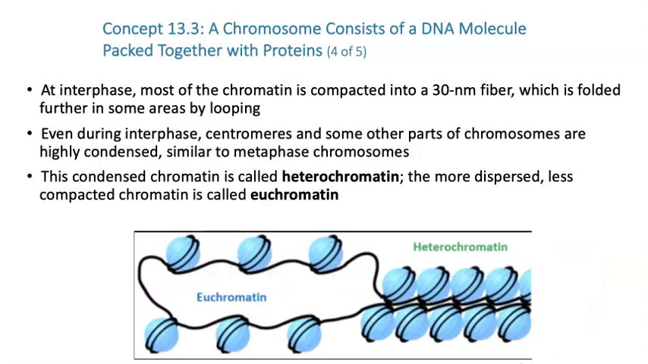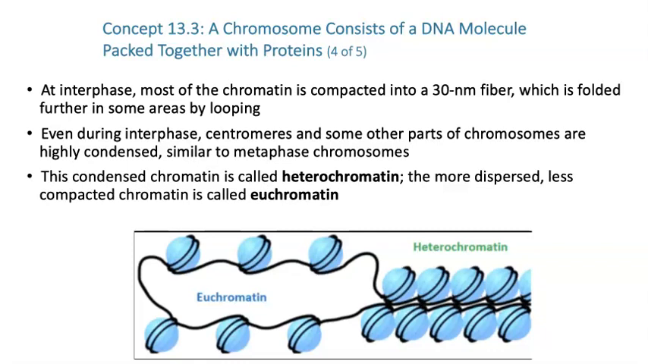So at interphase, most of the chromatin is compacted into that 30 nanometer fiber that I just showed you. And then, of course, that's continued to be folded in some areas by that looping that I showed you. But even during interphase, the areas of the centromeres, that's that pinched-in area that we see on the X-shaped chromosomes, whether they're replicated or not, those centromeres do in fact stay fairly highly condensed, just like they would be during metaphase. So they kind of stay that way all the time.